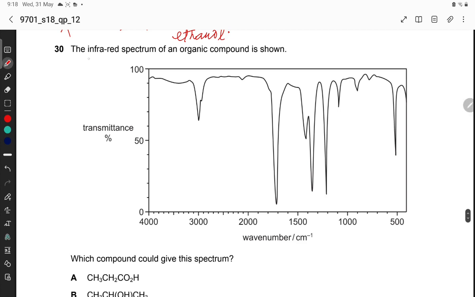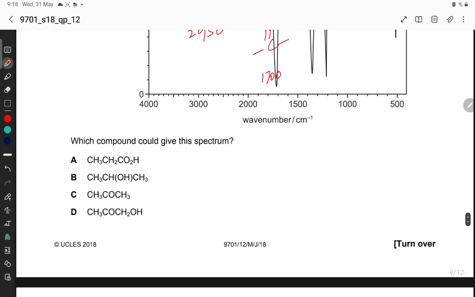Question number 30. The infrared spectrum of an organic compound is shown. This is transmittance and this is wave number per cm. This is the peak of CH at 2950, and this is the peak of the carbonyl group at 1700. Which compound could give this spectrum?